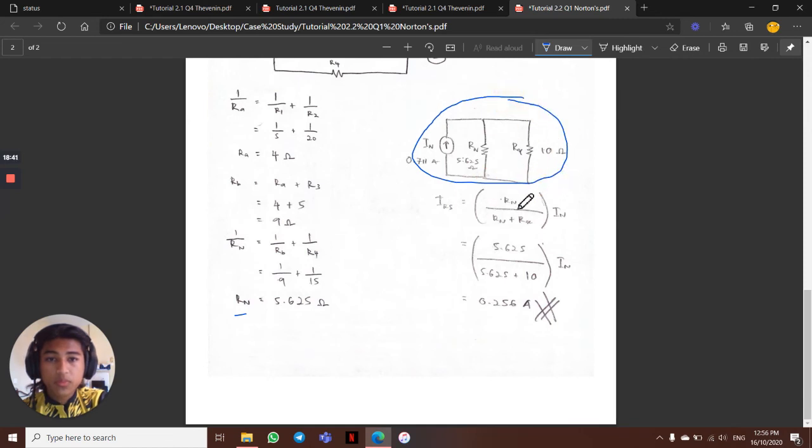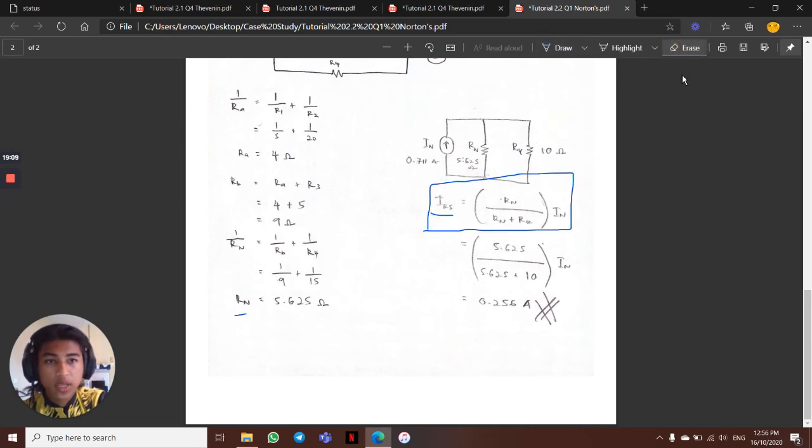And this one is the equivalent circuit. It is easy to see that at the end, in order to get the IR5 current for the resistor 5, we are using Rn divided by Rn plus Rx times In. So this is also a current divider. I will erase this one. Okay, so this is the current divider for the final answer.